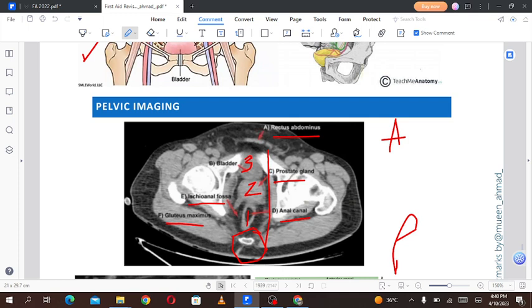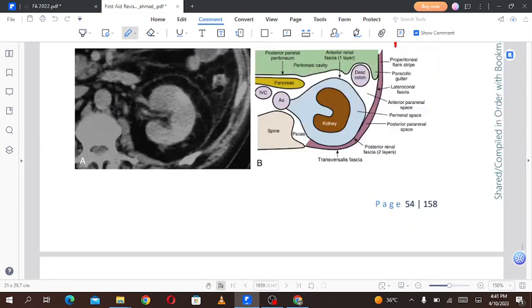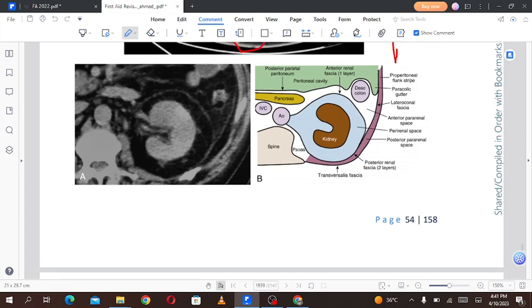Then the ischio-anal fossa is present on either side of the anal canal, and the gluteus maximus muscle is this opacity that we find in the CT scan, like this ring-shaped opacity. Then we have this one. So this is a picture of the kidney.